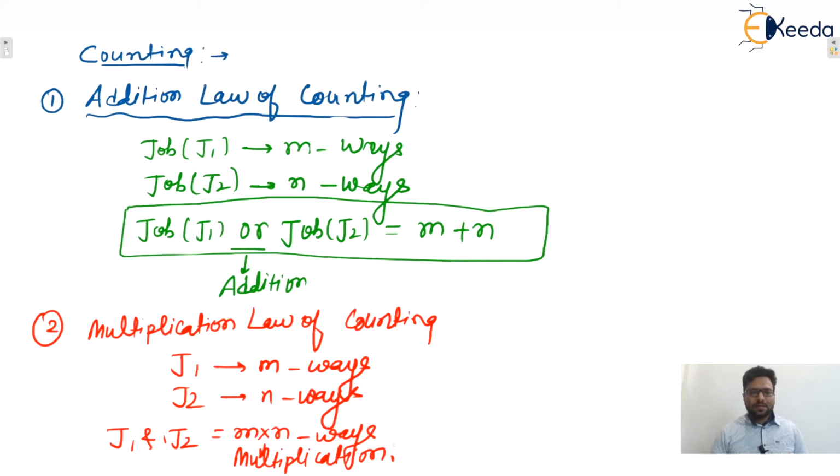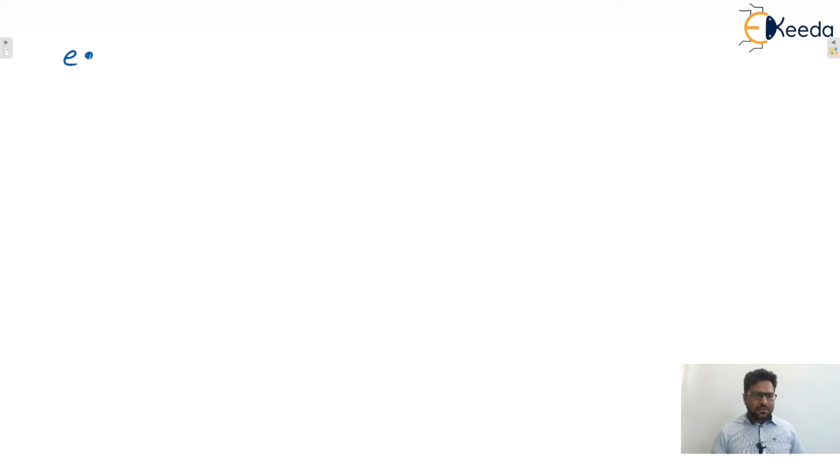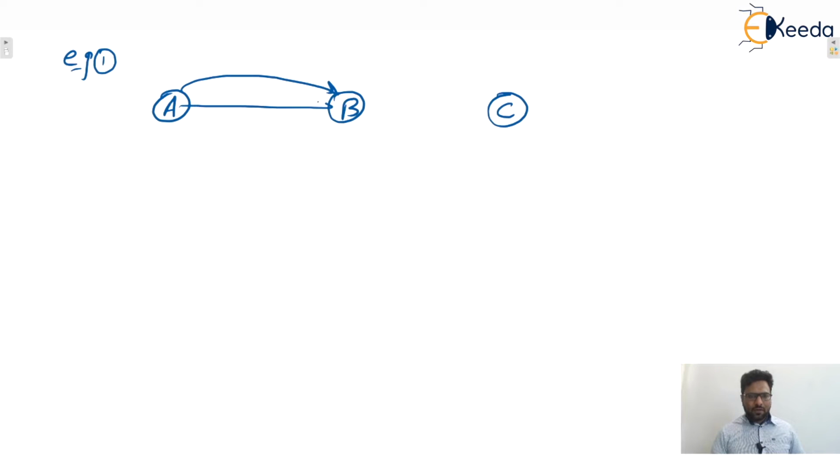So if job J1 can be done in m ways and job J2 can be done in n ways, then job J1 or job J2 can be done in m plus n ways, and job J1 and J2, both together, can be done in m into n ways. These are some basic laws of counting. So let us consider one example based on that. Let's say there are three stations, A, B, C, and also let's say there are six paths to go from A to B.